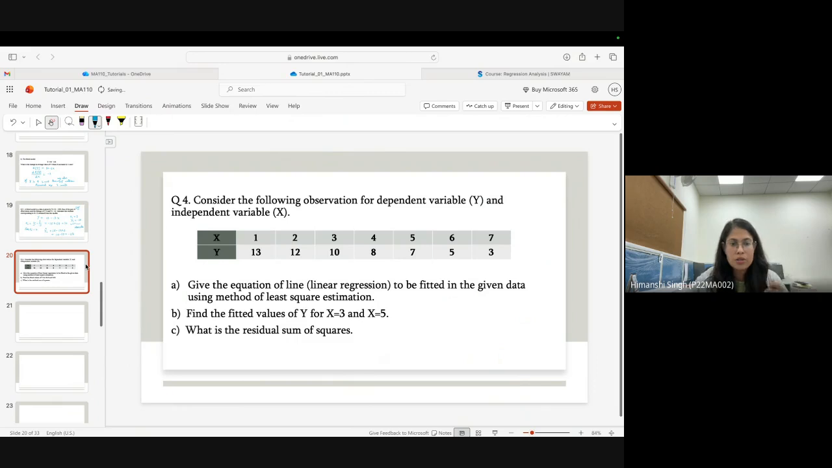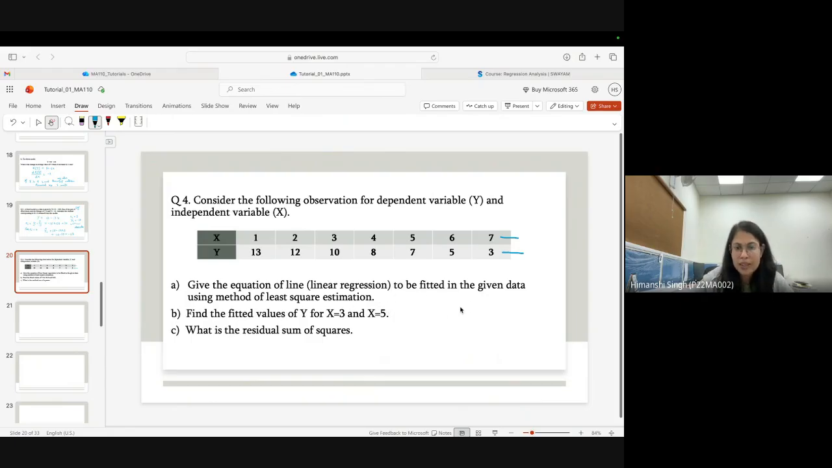Okay. So this question is: consider the following observations. I have a dependent variable y and an independent variable x. Here are the observations. Now give the equation of the line to be fitted to the given data using the method of least square estimation. So we all know what the estimators are.